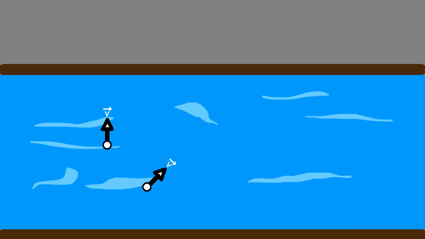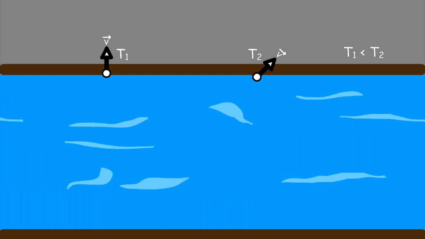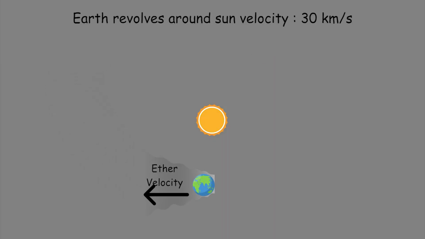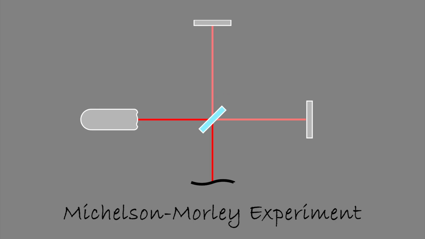Imagine creating a wave in a river with a current. The speed of the wave is affected by the river's flow. Similarly, it was expected that the motion of light through ether would be influenced by the ether wind. Michelson and Morley designed an experiment to measure this effect. Let's explain this idea with a simpler metaphor.